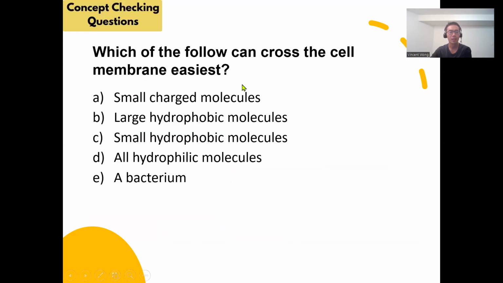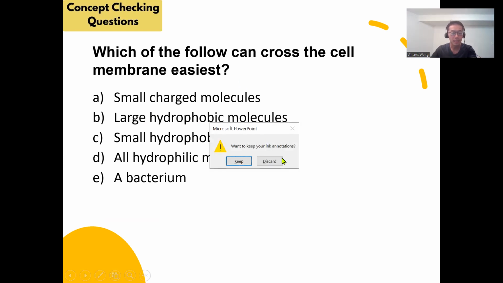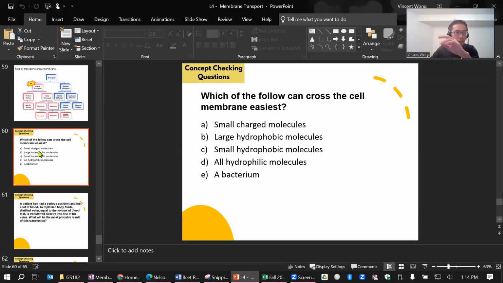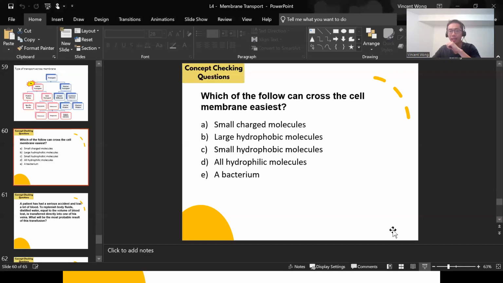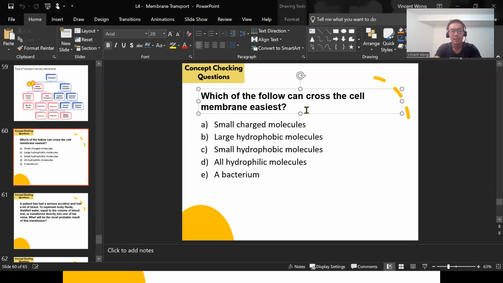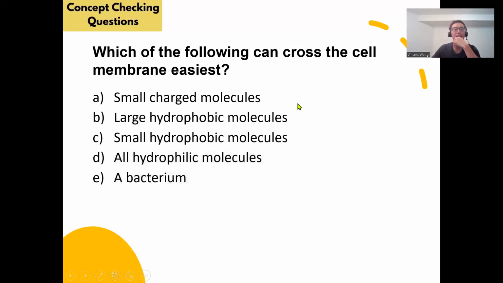Okay, so here. What slide is this? This is slide 60. If you don't have the PowerPoint slides, just write down 60 and then write down the answer so you can check later. Which of the following, sorry, I really gotta edit these slides, can cross the cell membrane easiest?